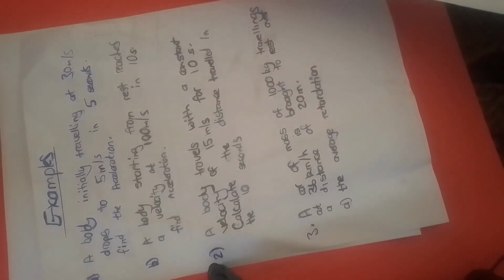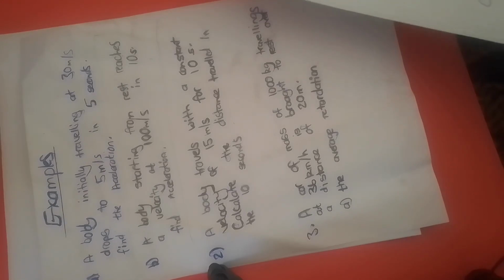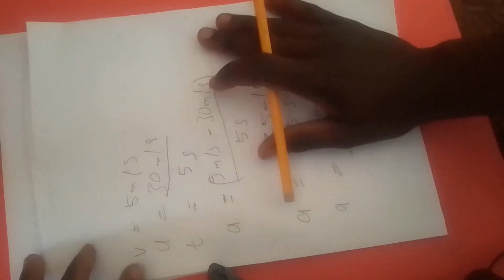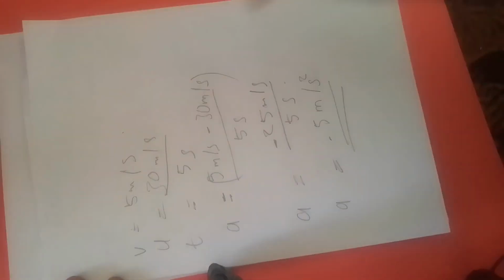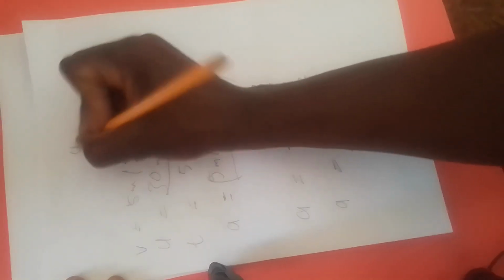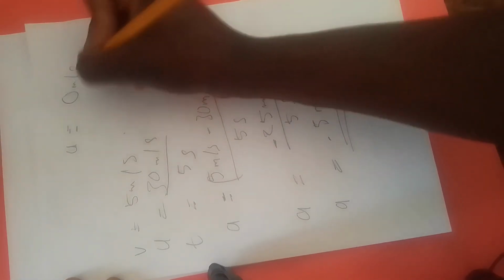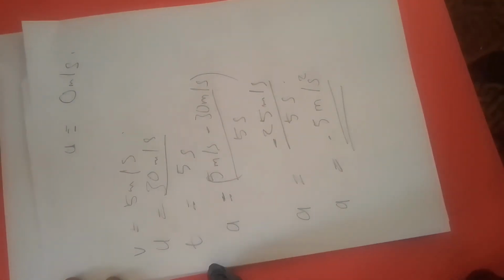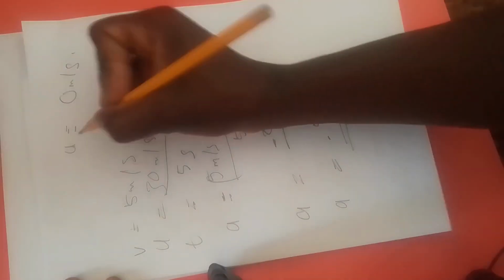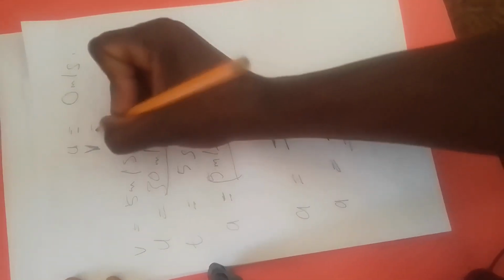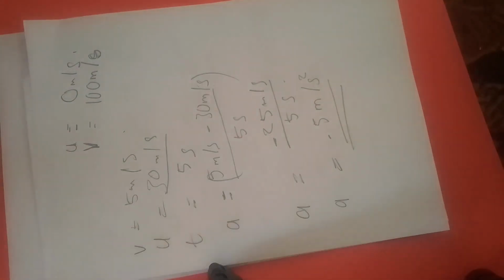A body starting from rest reaches a velocity of 100 meters per second in 10 seconds. So the body is starting from rest, which means initial velocity U is equal to 0 meters per second. Then the body gains a velocity of 100 meters per second, which means the final velocity is 100 meters per second. That's the final velocity.